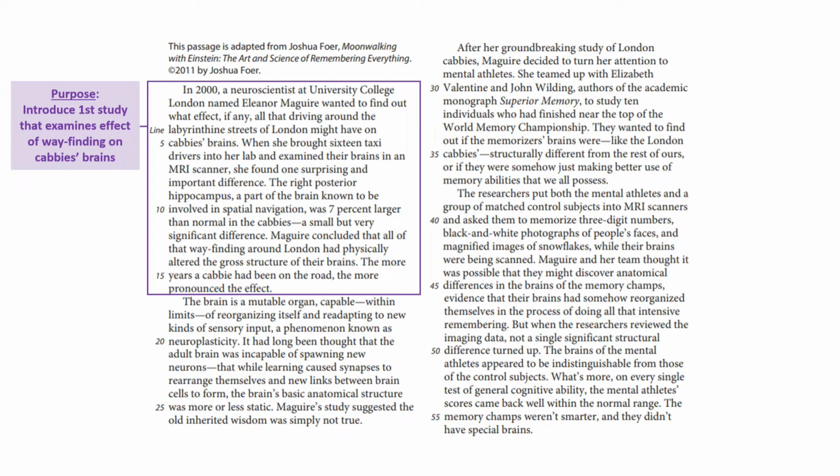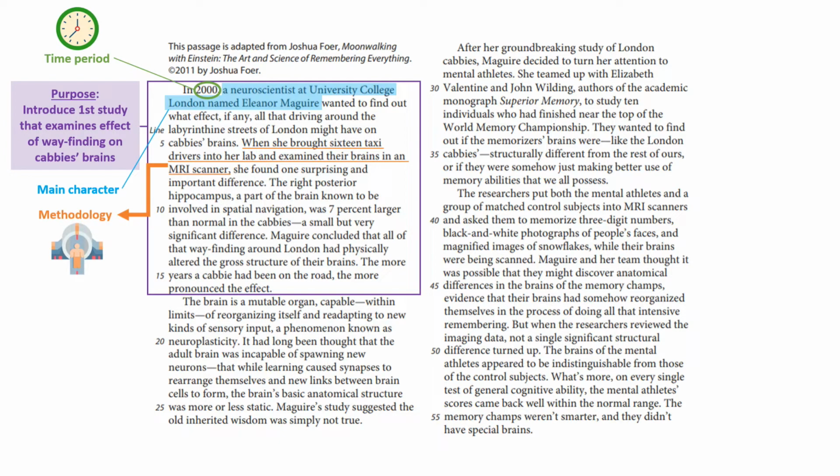Additionally, when we're reading a passage, we want to gather as much information as we can about the time period, place, and the people involved. Right off the bat, we can see that the events of this passage take place in 2000, which is relatively recent, and our main person of interest is Eleanor Maguire, who's a neuroscientist or an expert on the human brain.